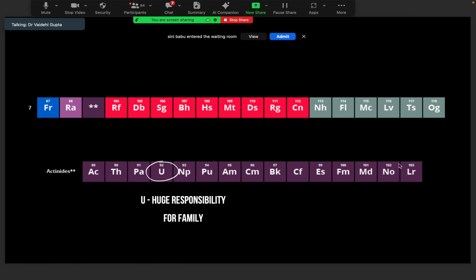Those are row 7. Uranium, like if there is a patient of uranium, he is suffering from cancer. There is a huge responsibility for the family. He is not bothered about himself, what will happen to him, because he is going to die. He will get bothered about his parents, his children, his family, what will happen to them after him. So they are bothered about other people, not about themselves.